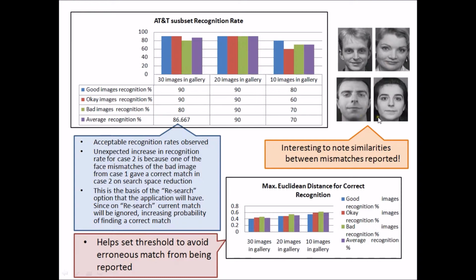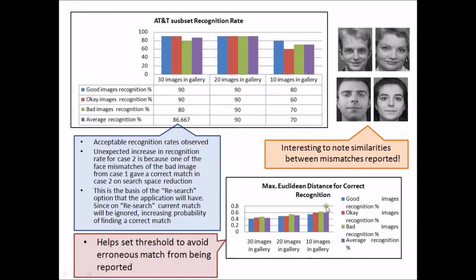Also, what's interesting to note is these four pictures here, these two sets actually. These were the mismatches reported, and it's interesting to see that a human eye wouldn't have caught this, because the gender of these people is different, but if you take a closer look, the features are pretty similar, like the eye and the nose and all of that match. So that's an interesting thing to note, and it also tells us that large databases can confuse the algorithm unless more images per person are used.